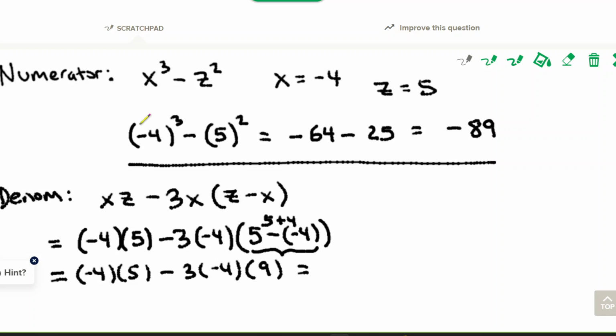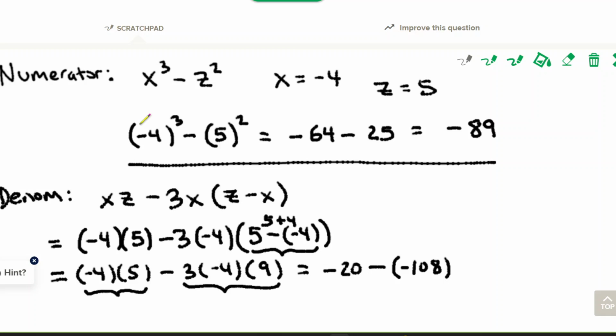All right, now I have some multiplication to do. There are no exponents. So now I'm going to be doing -4 times 5. We're going left to right and just multiplying. -4 times 5 in the first term, that's -20. And then we have minus, and then here a big product. I'll just multiply all three of these. 3 times -4 is -12. And then -12 times +9 would be -108. And we're subtracting this.